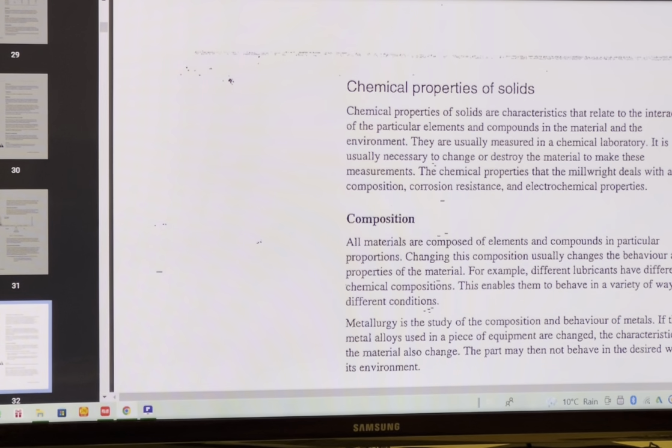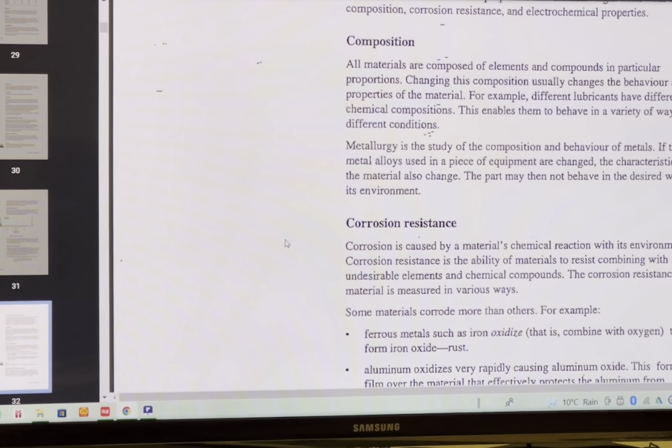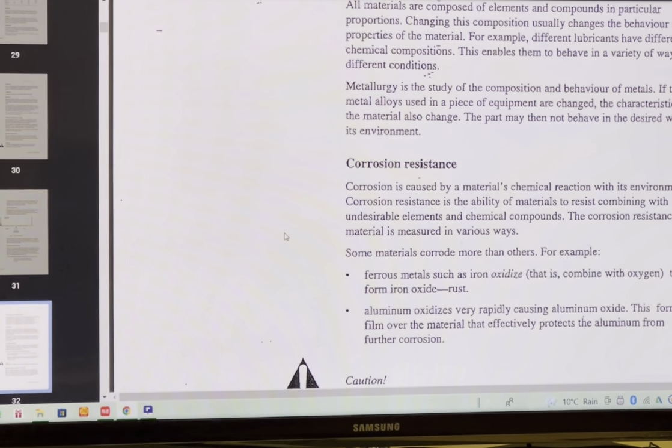Next, composition. Talking about composition, all materials are composed of elements and compounds with particular properties. Remember, you can read it. Review your previous knowledge. We don't have a lot here.